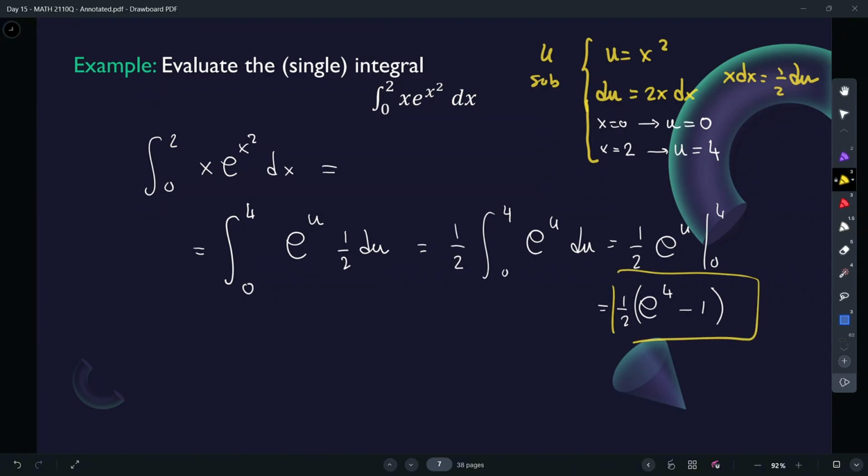But what you should think about, what is happening here, is that originally I was integrating in x from 0 to 2.